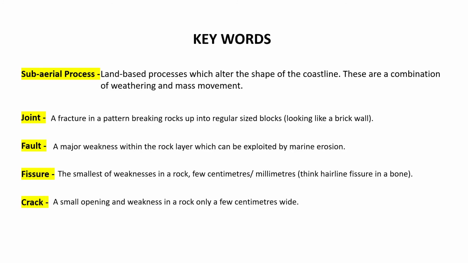A fissure is the smallest of the weaknesses in a rock. This is a few centimeters, mainly a millimeter across, very small. Think about hairline fissures you get in your bones. And then a crack, the most common one, is just a small opening and weakness in a rock, only a few centimeters wide. And you get many of these, which leads to more erosion.